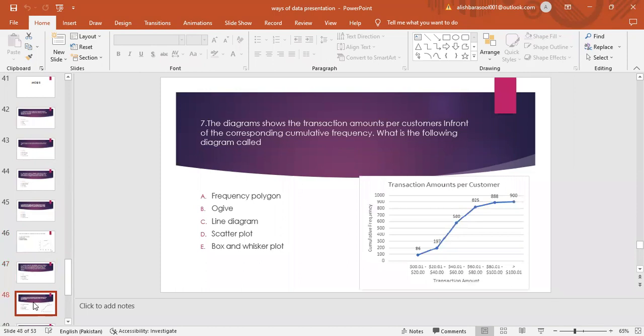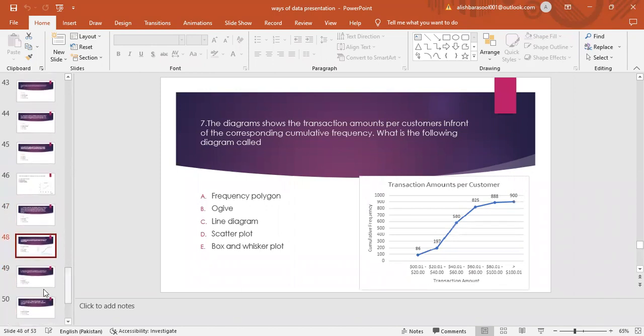The diagram shows the transaction amounts per customers in front of the corresponding cumulative frequency. What is the following diagram called? A. Frequency polygon, B. Ogive, C. Line diagram, D. Scatter plot, E. Box and whisker plot. C. No, it's B. Ogive.